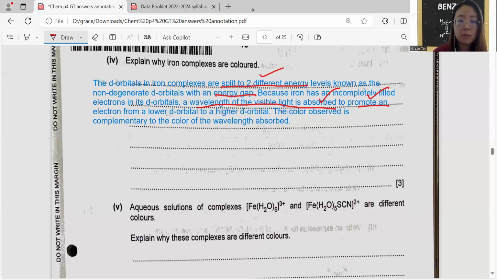Normally, the last bullet point would be that the color observed is complementary to the color of the wavelength absorbed. So if you were to absorb blue, the complementary color will be orange, so the transition complex will be orange in color. Normally for this kind of question, 4 bullet points get 3 marks, 3 bullet points get 2 marks, 2 bullet points get 1 mark.